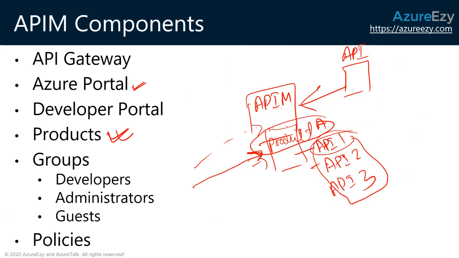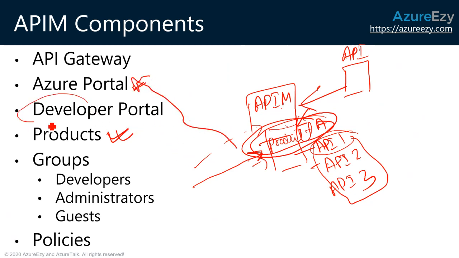Those APIs may differ based on the rate limiting. Those APIs may differ based on the use cases. Those APIs may differ based on whatsoever it may be. But you subscribe to the product. Similarly, you subscribe to the product, and creating this product happens using the Azure portal.